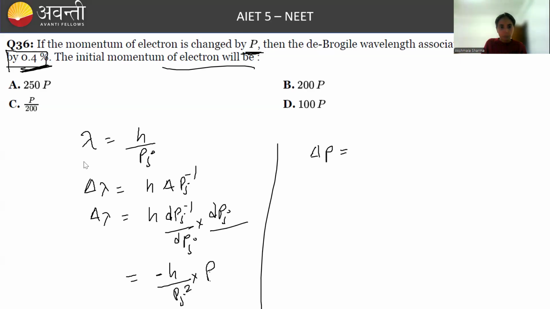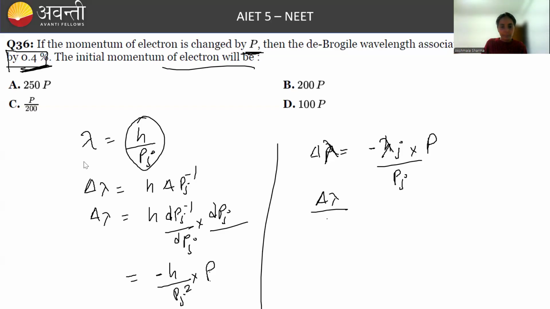Delta lambda is equal to minus h by Pi squared into dP. Here h by Pi can be written as lambda i, and still one Pi is left, and this is delta P, that is P given in the question. Sorry, this is delta lambda. So delta lambda divided by lambda i is equal to P by P initial. So P initial we need to calculate, which is given in our question.